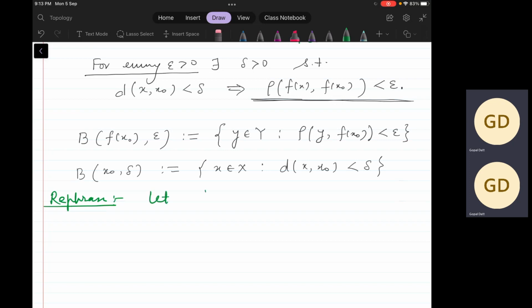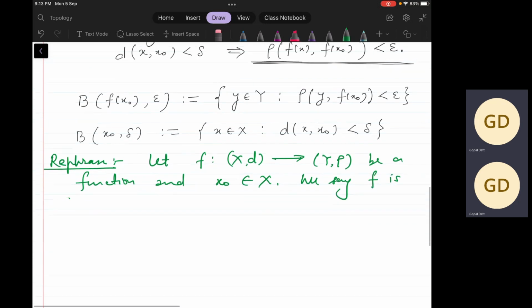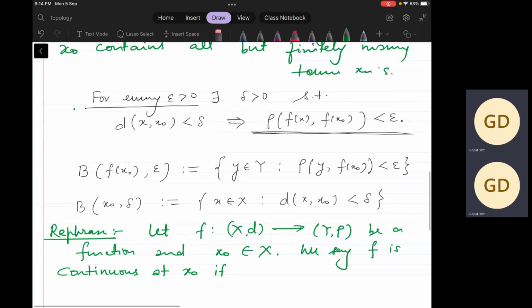Okay, let f from a metric space (X, d) to another metric space (Y, rho) be a function, and say x naught be a point in X. We say f is continuous at x naught if, for every epsilon, we have this.